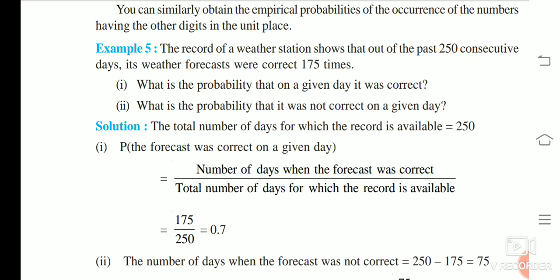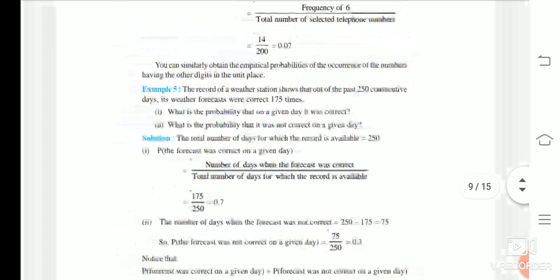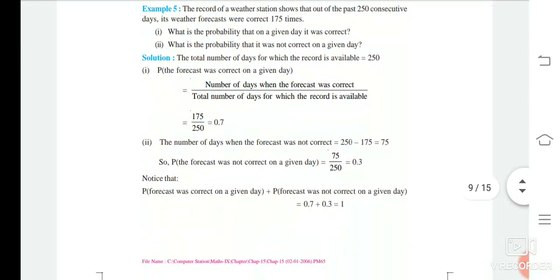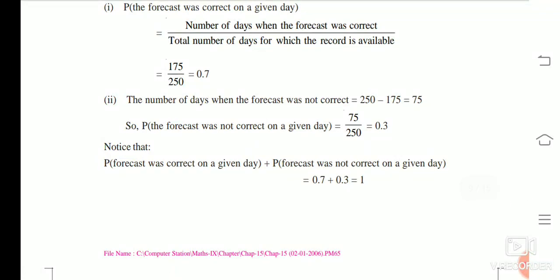Second one, what is the probability that it was not correct on a given day? Not correct on how many days? The remaining days only. Out of 250, 175 days were correct. So the remaining days are 250 minus 175, which is 75. On the remaining days it fails. So the forecast was not correct on 75 days out of 250. That is 75 divided by 250, which is 0.3.